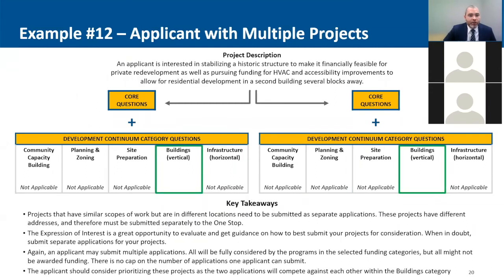In our final scenario, an applicant requests funds to stabilize a historic structure to make it financially feasible for private redevelopment. They also would like to pursue funds for HVAC and accessibility improvements to allow for residential development in a second building several blocks away. Although both projects are candidates for the buildings category, these are two separate projects. The applicant must submit two applications, each with the two core sections completed as well as the building section.